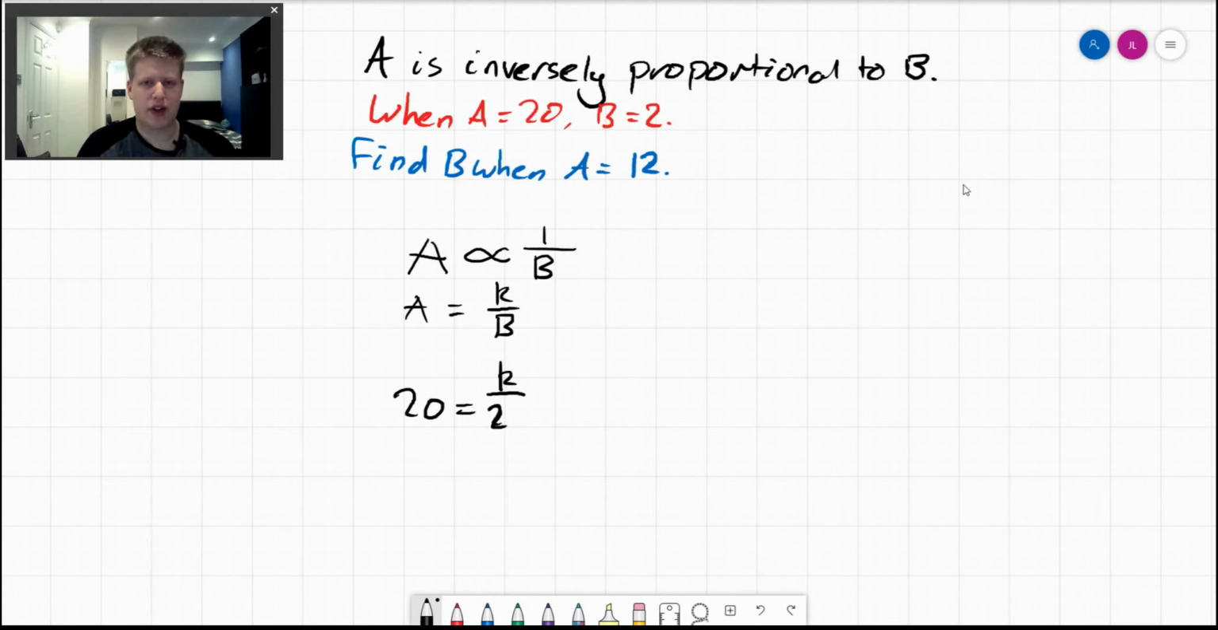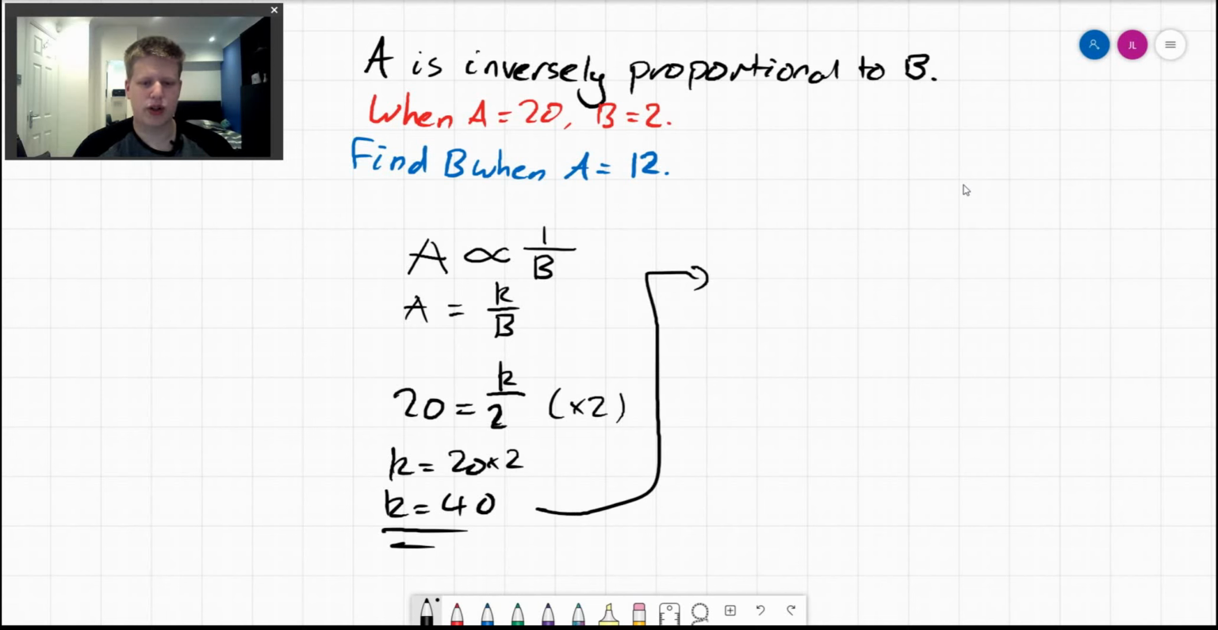Now we need to solve the equation. To find K, we need to multiply both sides by 2. So we'll get K is equal to 20 times 2, and K will be 40. So that's the first part done. Now we need to rewrite the equation. So we'll have A is equal to 40 divided by B.